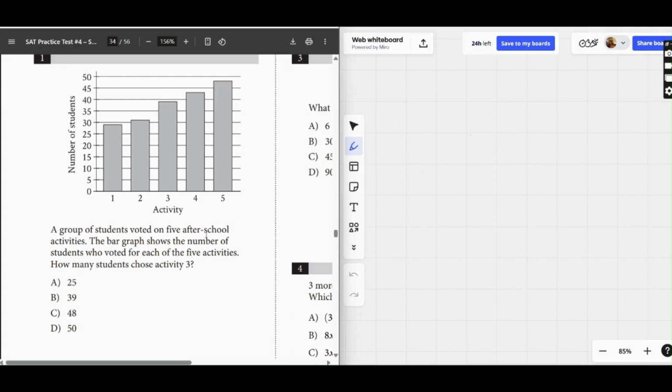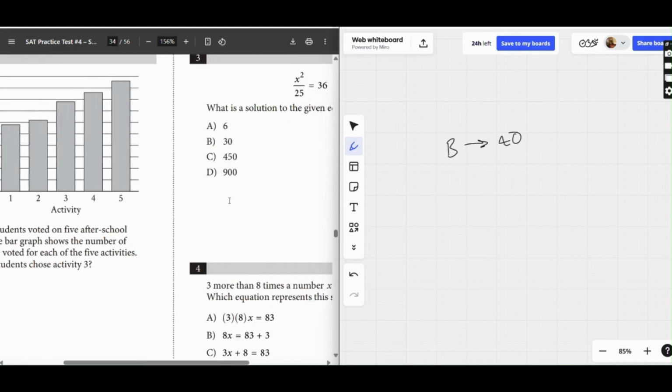A group of students voted on five after school activities. The bar graph shows the number of students, so the number of students versus the activity. The question is about how many students chose activity three. Activity three has been chosen by less than 40 people. So which one is closer to 40 here? Option B is closer to 40, therefore option B will be our answer.